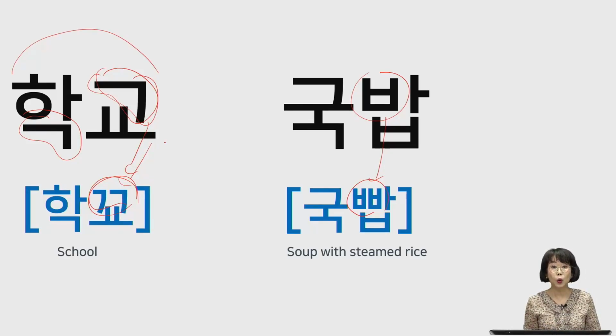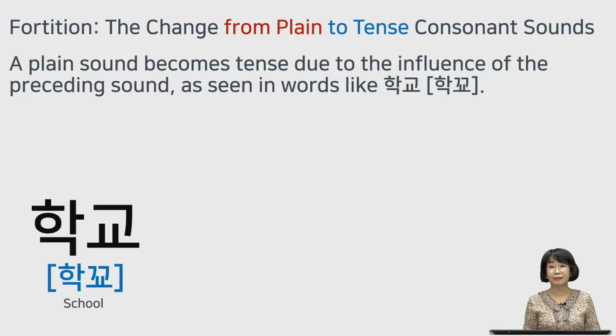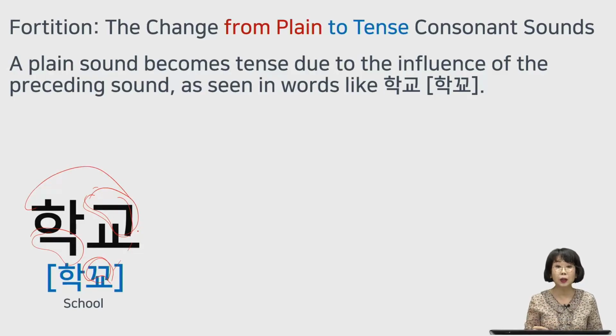학교, 국밥. A plain sound becomes tense due to the influence of the preceding sound, as seen in words like 학교. ㄱ changes to a tense ㄲ sound. Plain becomes a tense sound under the influence of the preceding sound ㄱ, a plosive, plain sound. 학교.